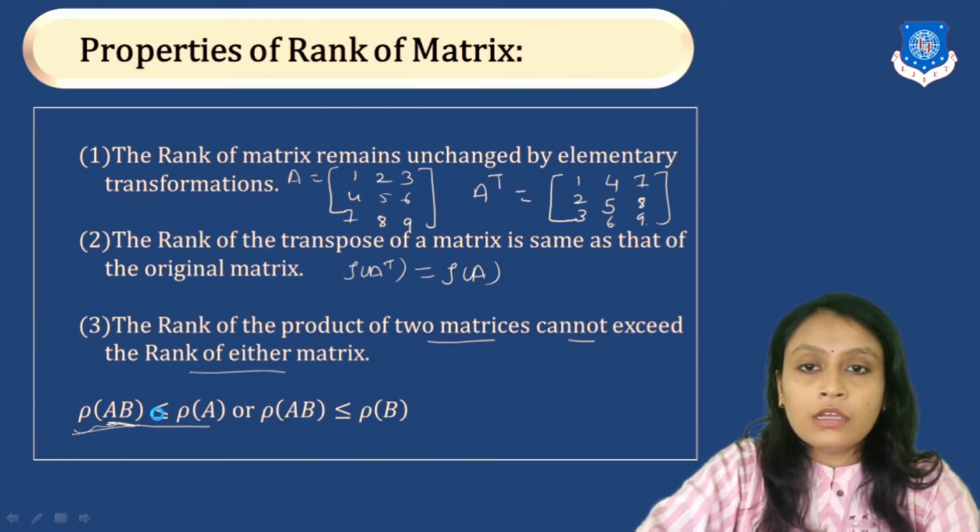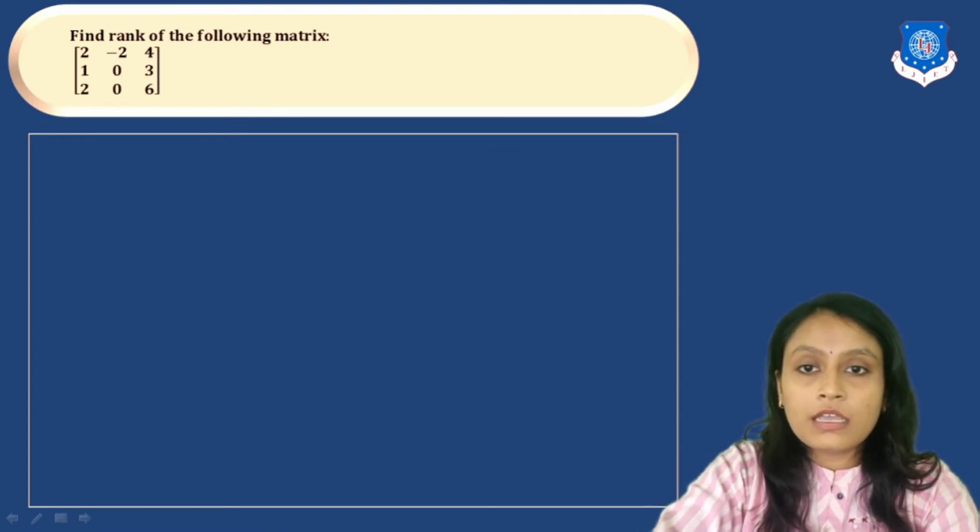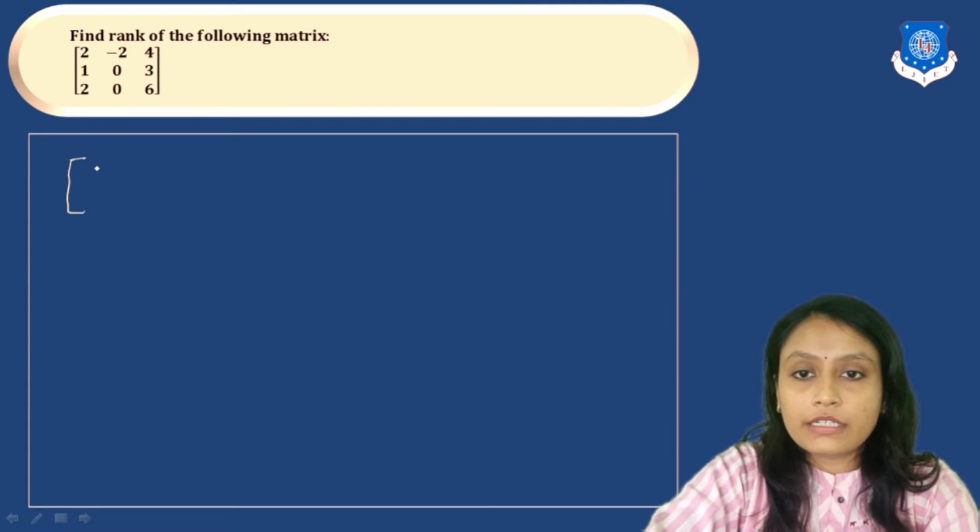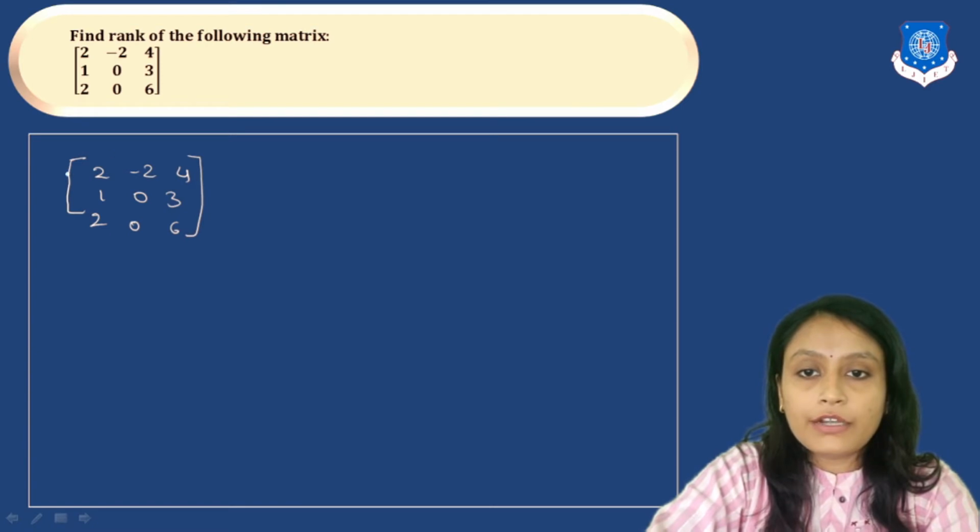Now let's begin with the example, that is find the rank of following matrix. Here matrix is given, that is 2, minus 2, 4, 1, 0, 3, 2, 0, 6. So first we have to find row echelon form. For that we need 1 over here, but here we have 2. So either you can divide it by 2 or you can bring this 1 over here. So we will bring this 1 over here. For that we have to interchange the rows.